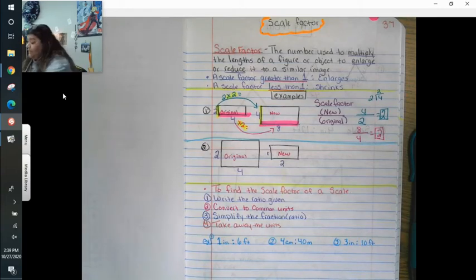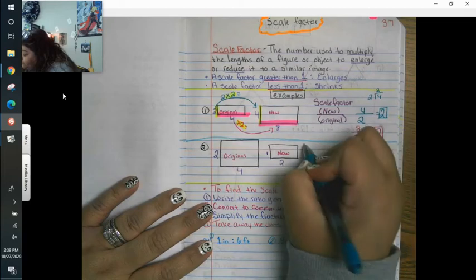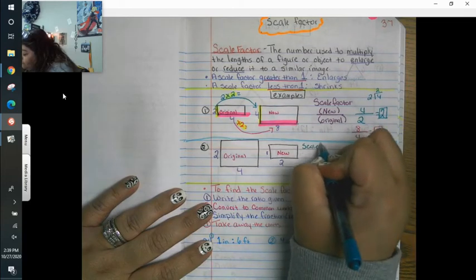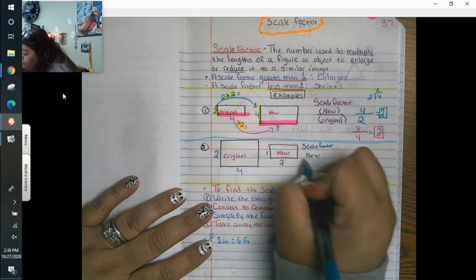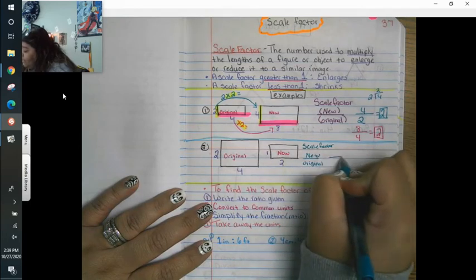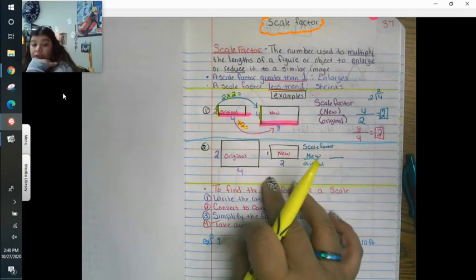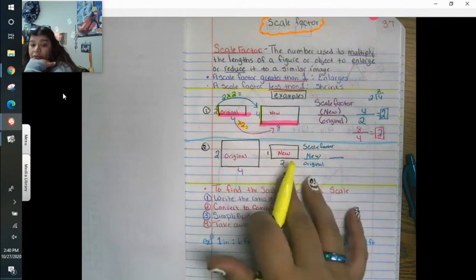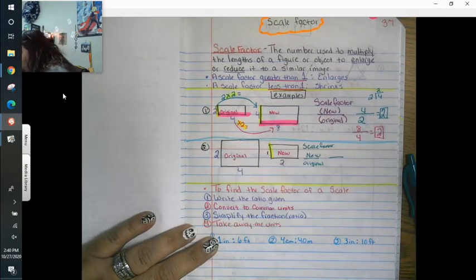Okay. So let's do this again. Remember, to find the scale factor, we do new over original. Okay, so let's figure out the numbers you want. So I'm looking at the new number. Do I want to deal with the 1 or the 2? Of course, everybody wants to deal with the 1. Okay, did I guess it right?